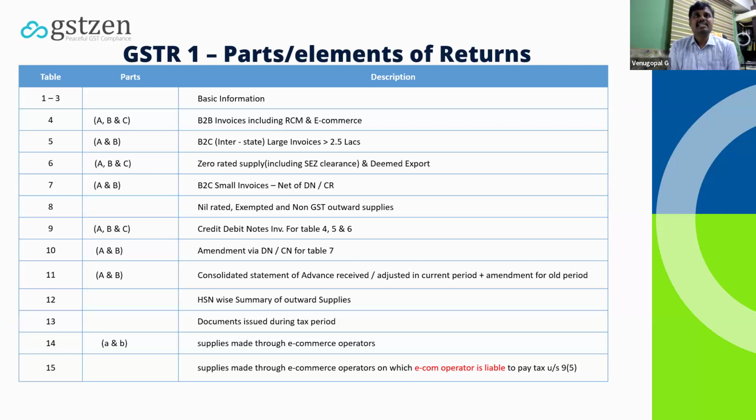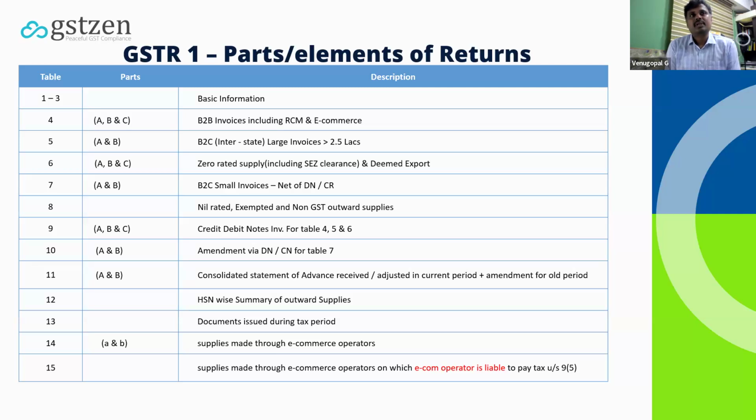In Table 4, when we say RCM, I am a doctor, I am a GTA, I am a security agency, an advocate, where my services are consumed by others, and such other person is paying taxes on RCM. It is for them to report that. Then table 5 is B2C large.